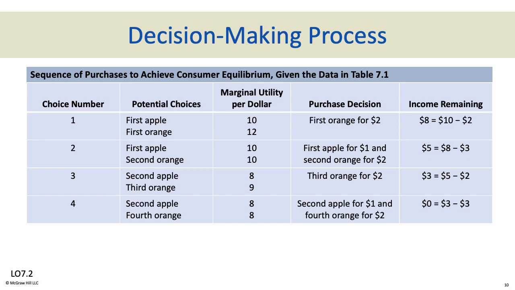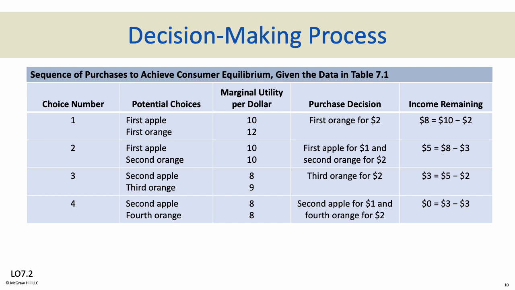So what would we do? We would buy the first orange for $2. We're starting with $10 here, so now we have $8 remaining. Now choice number 2, we can buy the first apple or the second orange. We would, in this case, buy both. The reason being, they give us the same amount of utility per dollar, so we're going to buy both the apple and the second orange. Now we have $5 remaining.